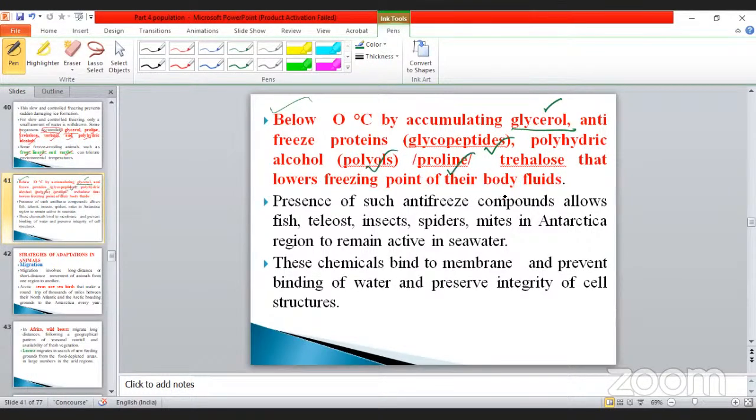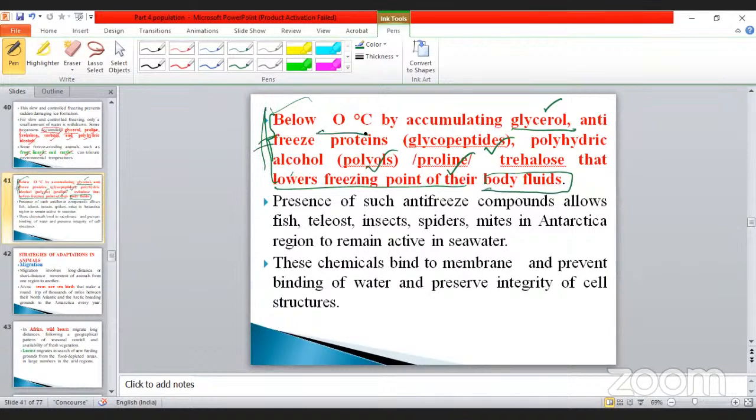And proline is an amino acid, and triglycerides lower the freezing point of their body fluids. These components are present in the body fluid of the animals, and they lower the freezing point. That is very, very important. These are the important components.